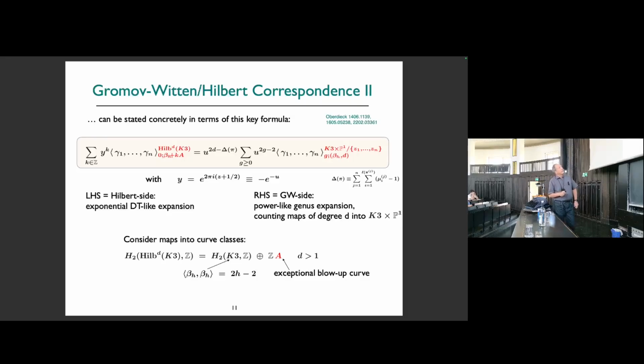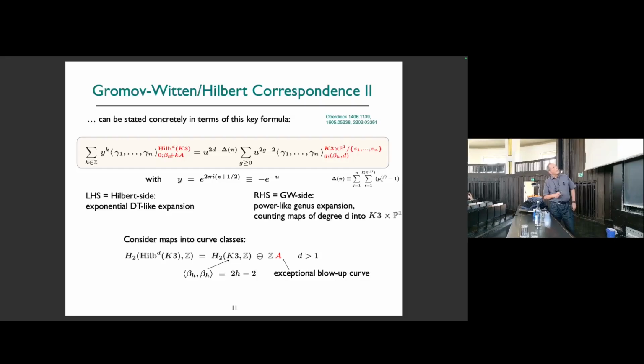And on the right-hand side, we have also some kind of correlation function, but the geometry is K3 cross P1 with some special points. The special points correspond to the operator insertions on P1. And we count maps from genus g surfaces into the K3 class and on P1 of degree d. Yeah, d is here the degree of the maps in P1, and d is here appearing on the left-hand side as the d of Hilbert^d of K3, to the power of d. Yeah?